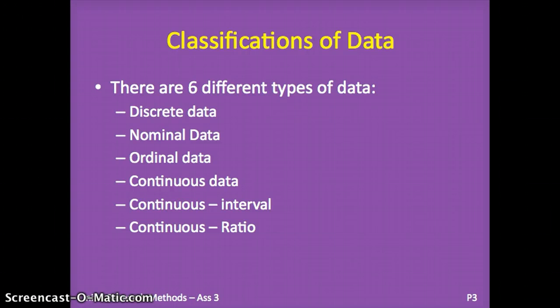Ordinal data. This data is ranked in ascending order. However, this doesn't tell you the gaps in between each rank. So an example of this would be a group in height order going from tallest to smallest.